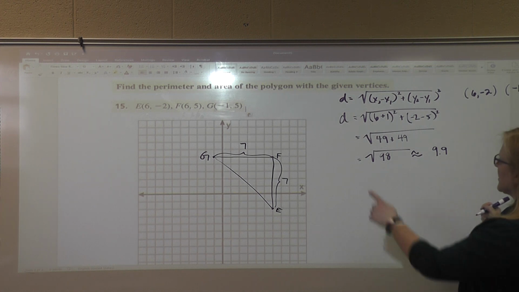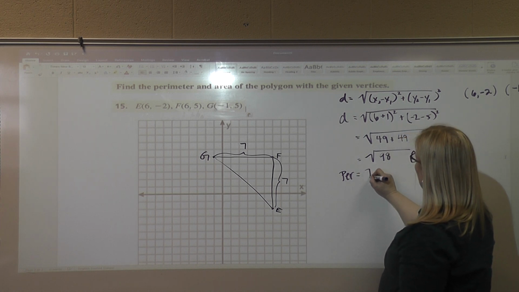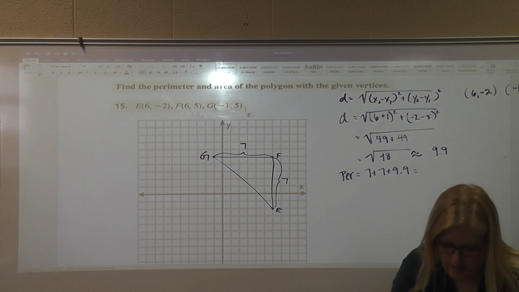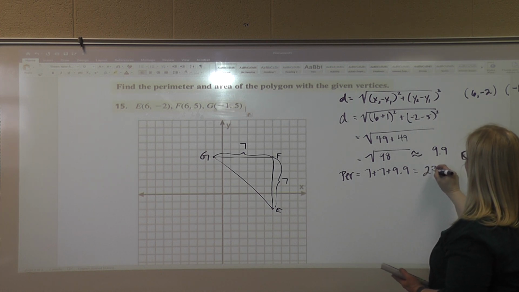So I add these all together. So my perimeter is 7 plus 7 plus 9.9, which gives me 23.9.